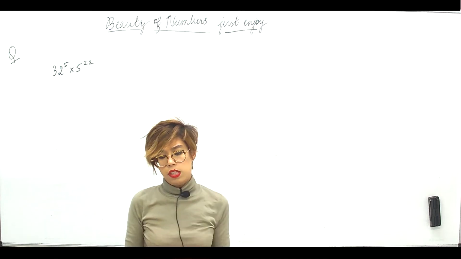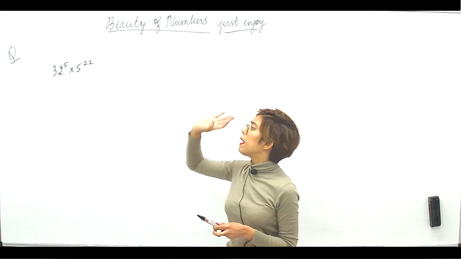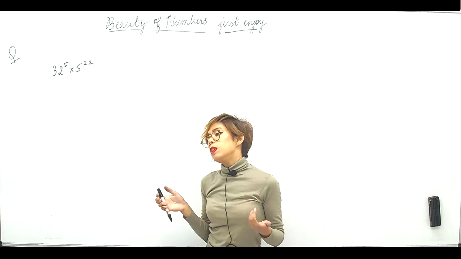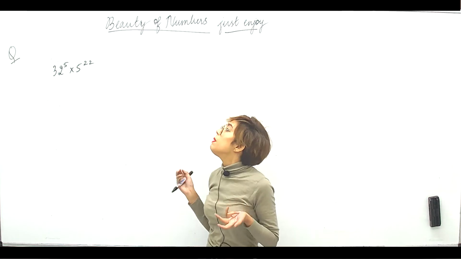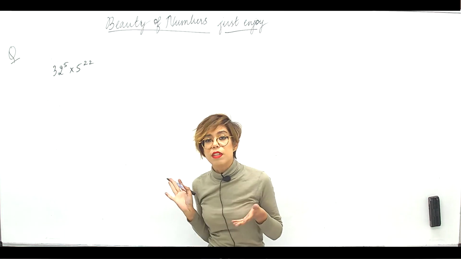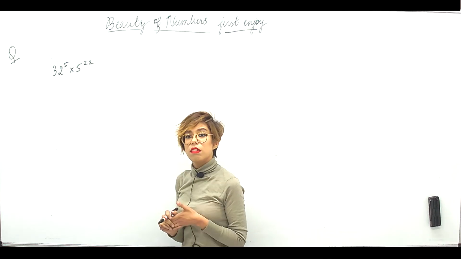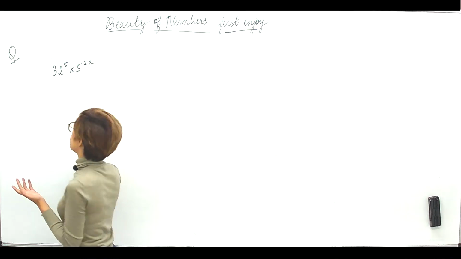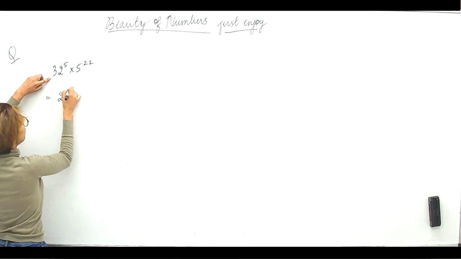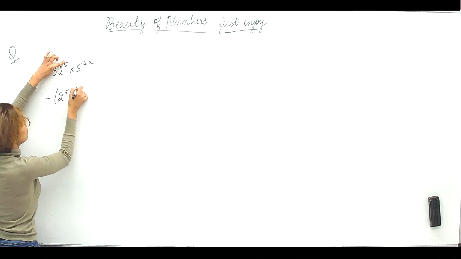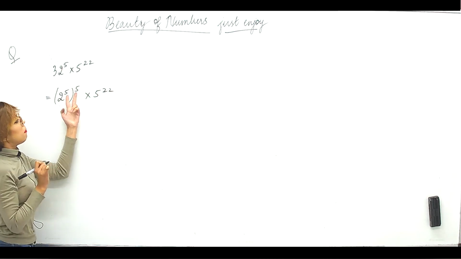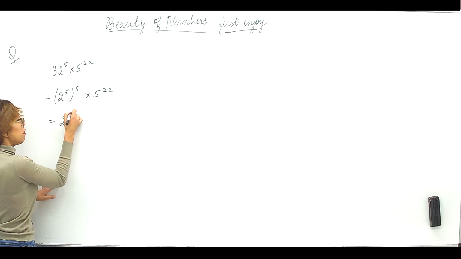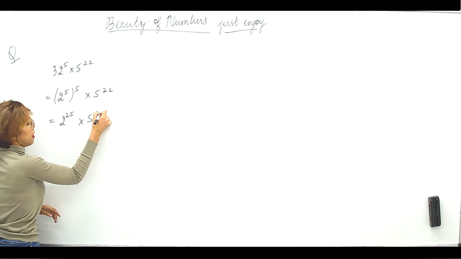Now one method is you can just multiply and get the number. Obviously it will take a little bit of time. Or maybe just look at the factors that I've given you. 32 and 5. 32 is nothing but what? 2 raised to 5. Now this is of the power 5, 2 raised to 5 into 5 raised to 22. Now powers will be multiplied, so this becomes 2 raised to 25 into 5 raised to 22.